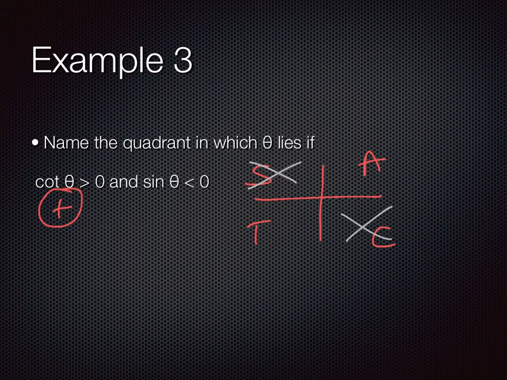Then the second part of this says sine is less than 0. So we're saying sine is negative. So from what's left, which of the quadrants would have sine be negative? You want sine to be negative, right? In the first quadrant, they're all positive, so I rule that one out. The only one in which cotangent is positive and sine is negative is quadrant 3.